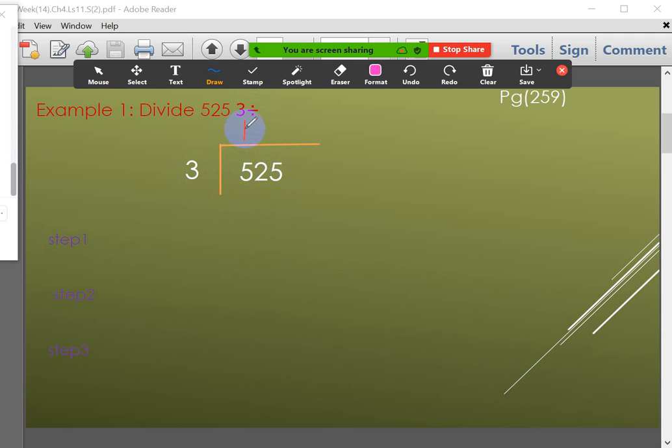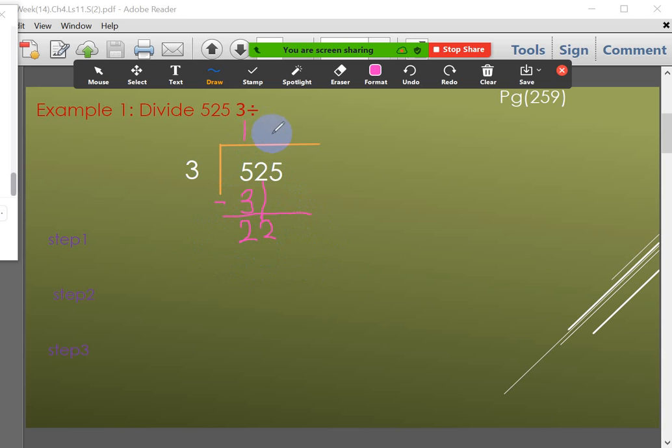Now I will do step number 2, multiply. 1 times 3 equals what? Equals 3. Then I have to subtract, right? This is the strategy for the division. Now 5 minus 3 equals what? Equals 2. Now what do I have to do? I take the 2 and put it next to the other 2. So the number becomes what? 22 tens.